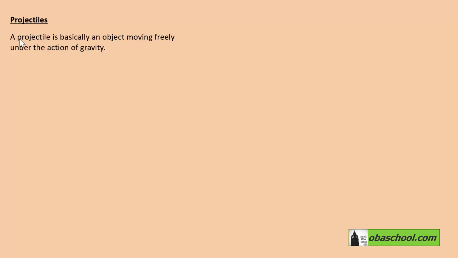Projectiles. A projectile is basically an object moving freely under the action of gravity. So if we had this object, gravity acts vertically downwards, the object would be accelerating in this direction and therefore would move in a path like this because it's accelerating downwards and therefore the path would curve downwards.